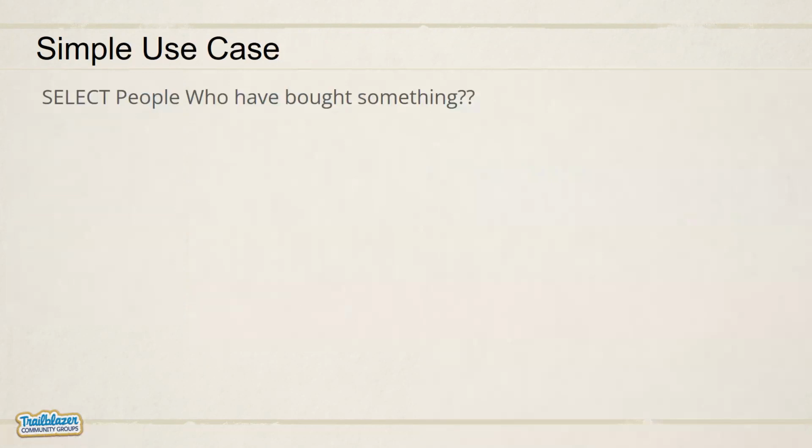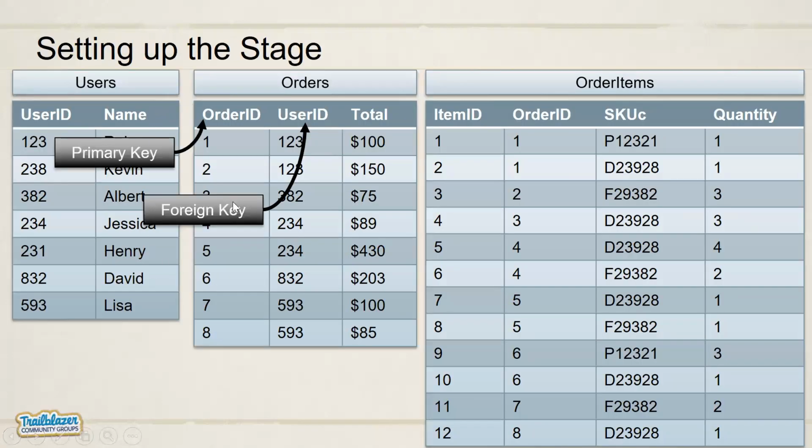Simple use case. Select people who have bought something. Now your data is this. You have users, you have orders in a separate table, you have order items in a separate table. The best part about it is structured data. When it is structured data, your SQL does the magic. You can use SQL to query this data.